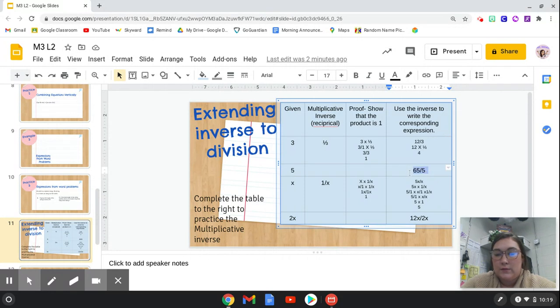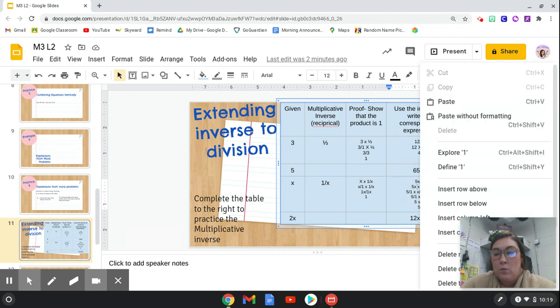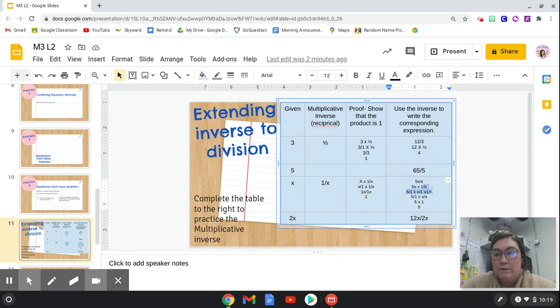So you have 65 divided by 5. Notice the 5 is your given number. Or 12x divided by 2x; 2x was your given number. So I had 5x divided by x when x was my given number. And I am changing that from a division problem to a multiplication problem with the inverse, or the reciprocal. And then I solve to prove that my answer is still the same using the inverse instead.